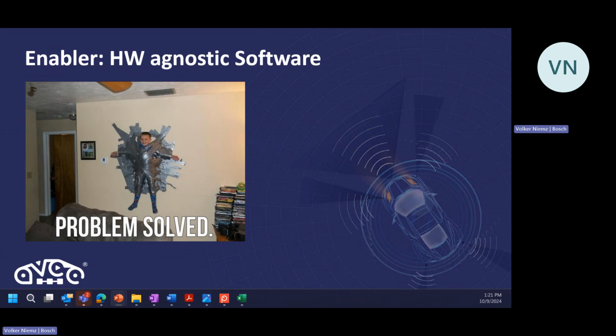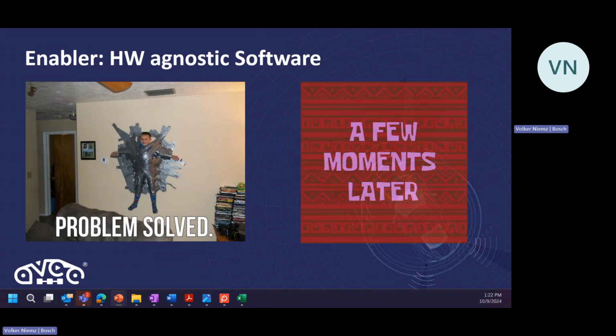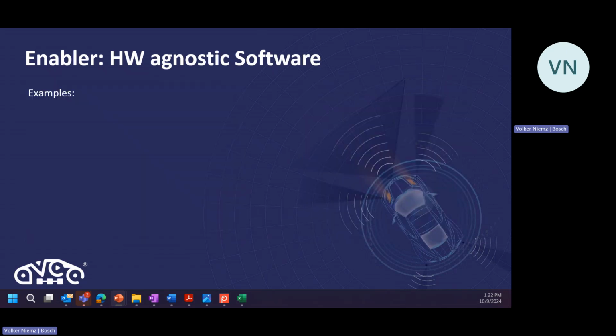Just kidding. So obviously, I have been to a few SDV conferences, and my impression is there's no problem. Tons of solutions out there. Everyone has a solution. It's hardware agnostic and middleware layers and so on. No problem at all. So that's why we're having this talk, why we're having these issues, right? A few moments later, we just identify there might be some issues, and I just want to give you some examples, based on my own experience, of what we're seeing in the industry.